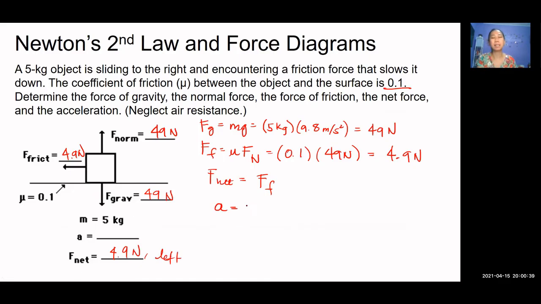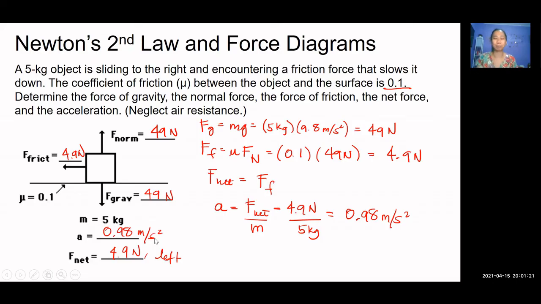So yung acceleration natin is equal to F net over m. Yan. So yung F net natin, so that's 4.9 newtons. I-divide lang natin siya doon sa ating mass na 5 kilograms. So ang makukuha nating sagot dito will be 0.98 meters per second squared. Yan. So ang direction ng ating acceleration is also to the left. So remember na same lang yung direction ng ating force, ng ating net force and ng ating acceleration.